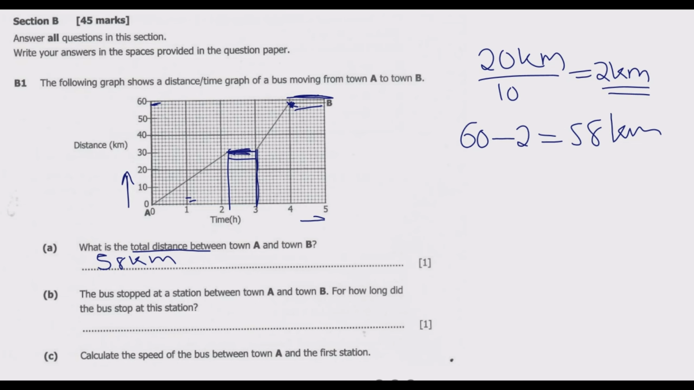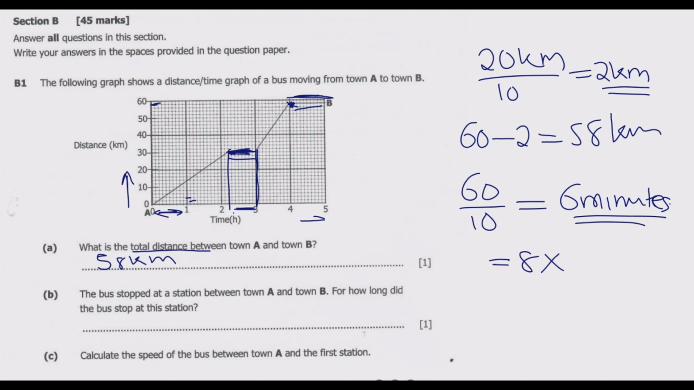So again, we have 10 units here, and these 10 units give us 1 hour. How many minutes are in 1 hour? We have 60 minutes. Divided by 10, we end up with 6 minutes per subunit. Now what you notice here is it starts 2 subunits in, then going, these are 8, so that we get 10. So it stopped for 8 subunits. So it's 8 times 6, which gives us 48 minutes.